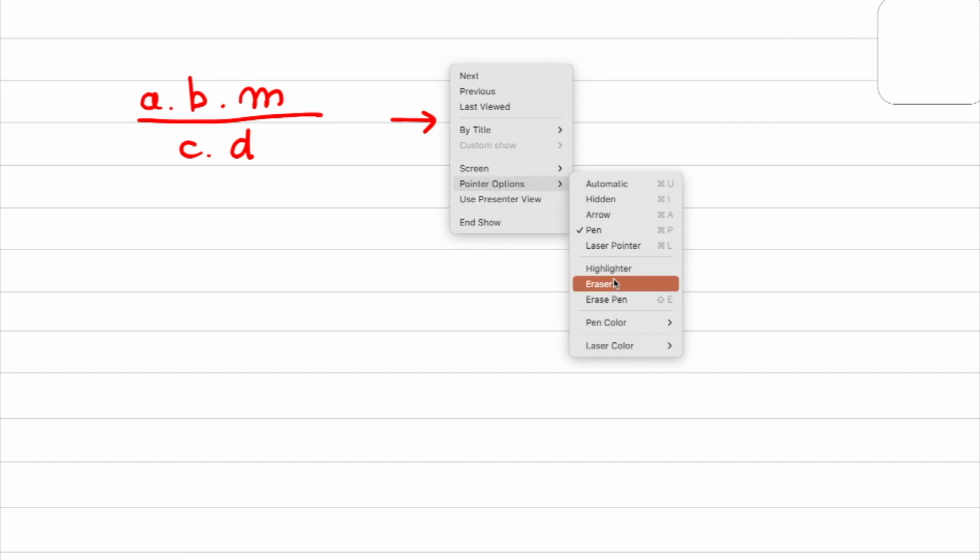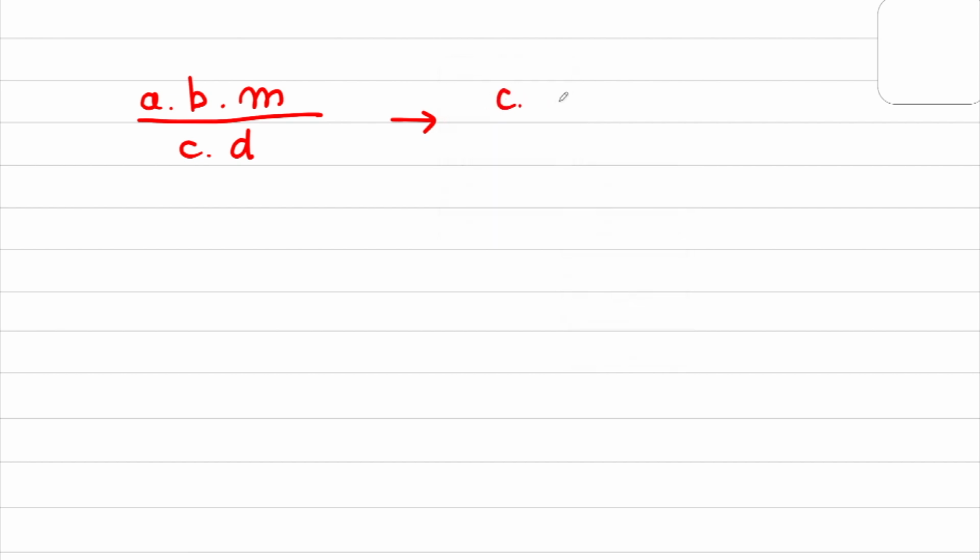So for this video, I want to practice more about the reciprocal. How can you find the reciprocal of a times b times m like this, over c times d here? So what is the reciprocal of this one? You will get c times d in this position, and then you got a times b times m in here.